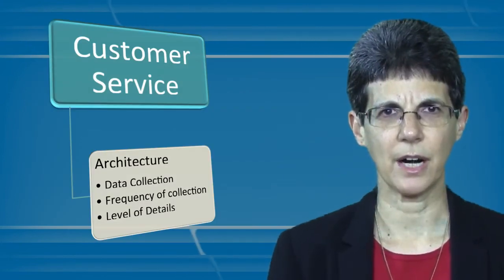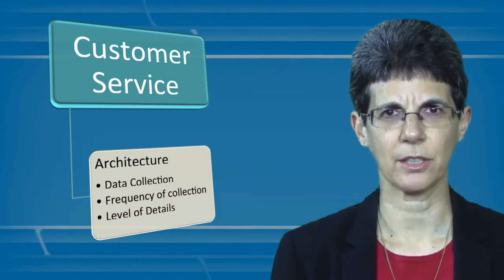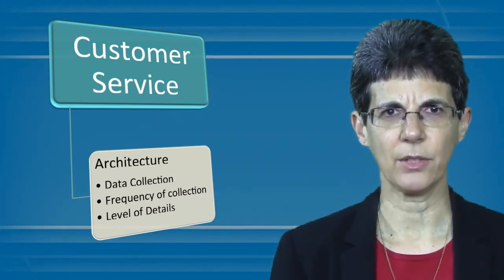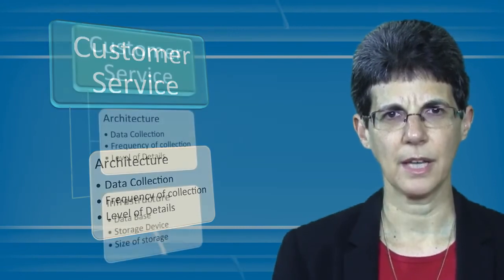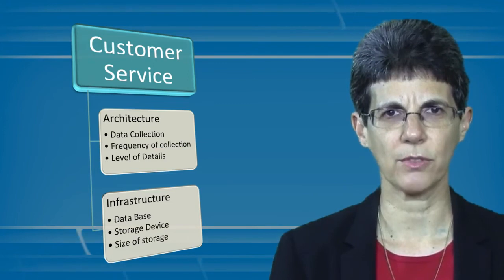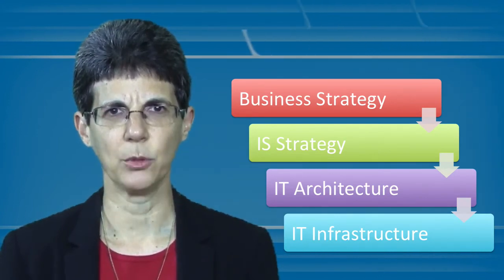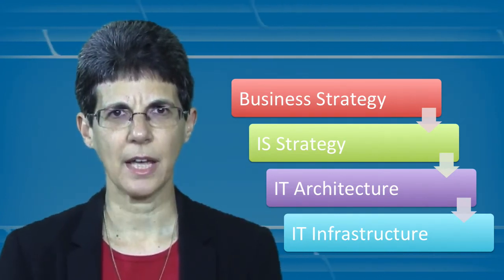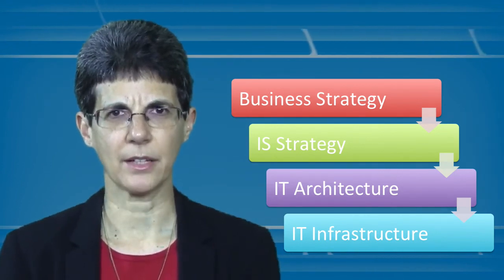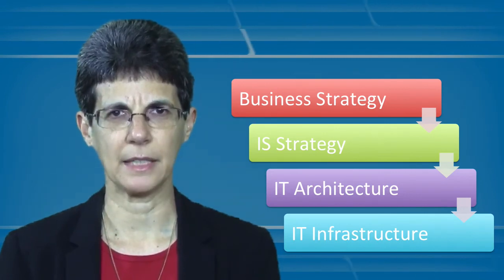A business strategy regarding the quality of customer service determines the IT architecture about data collection, the frequency of collection, and the level of details that is collected and stored. The type of database and the size of storage devices are examples of infrastructure decisions. From a managerial point of view, the infrastructure is driven by the IT architecture, a blueprint that guides technology selection and how it is put together. The IT architecture should support the information strategy, which in turn should be driven by and aligned with the business strategy.